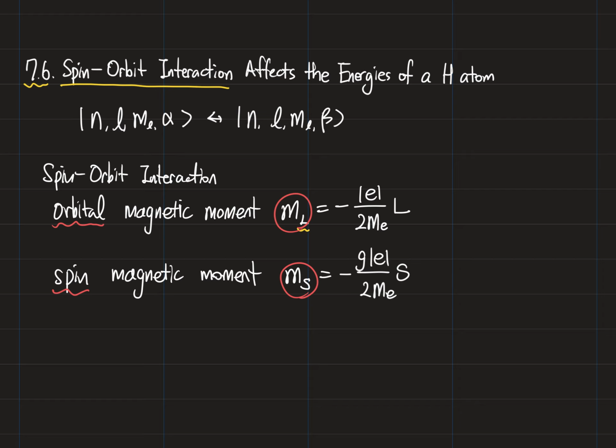As I mentioned, the electron has intrinsic spin, so it acts like a tiny bar magnet spinning on its axis. That causes this magnetic moment. Notice a key difference in these two equations. You might realize that. So g is here. This is the g factor.